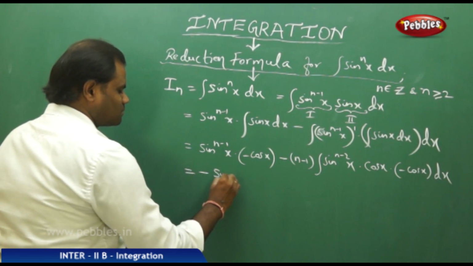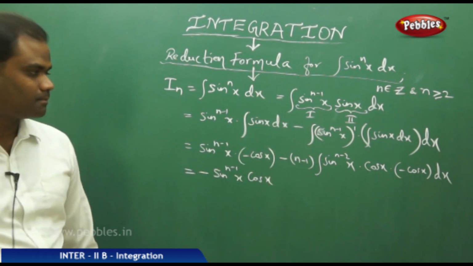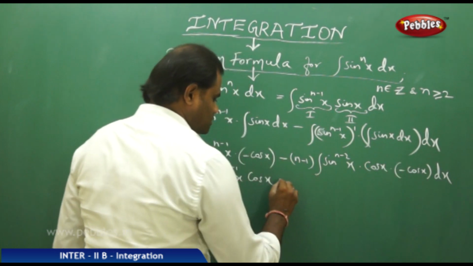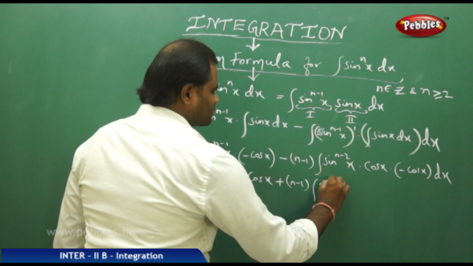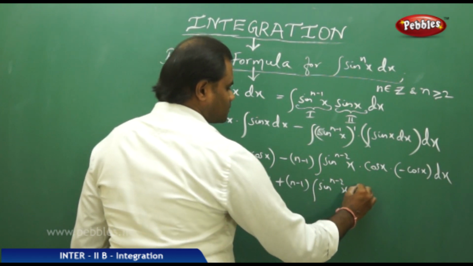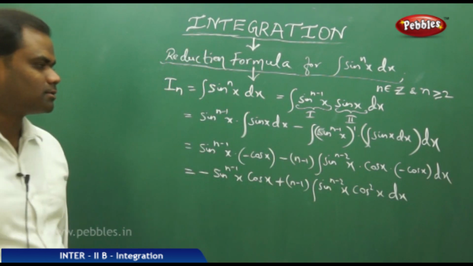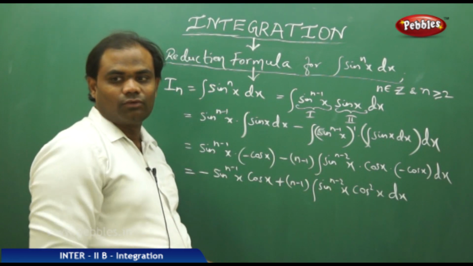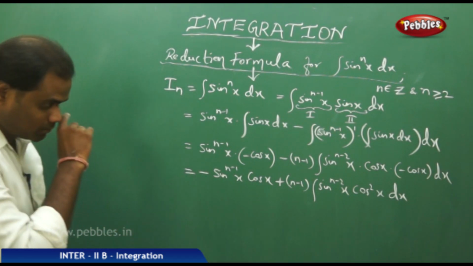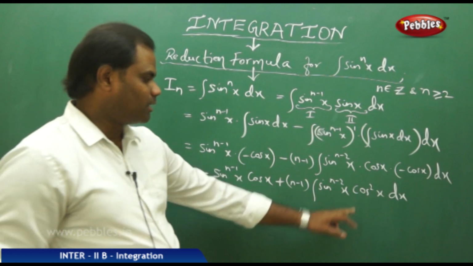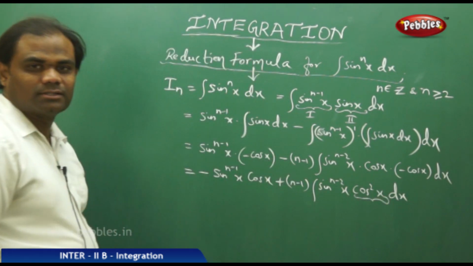Minus sine power n minus 1 x cos x, and minus into minus, which is plus, n minus 1 times the integral of sine power n minus 2 x cos squared x dx is what we get when simplified. Now we know that sine squared x plus cos squared x is 1, and therefore cos squared can be written as 1 minus sine squared. So this is replaced with 1 minus sine squared.